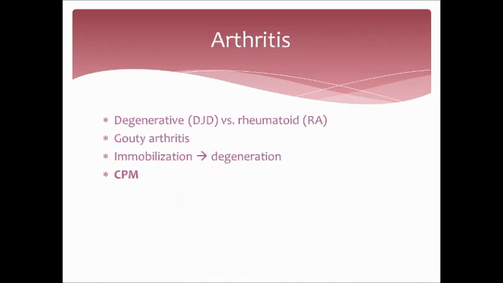When we talk about arthritis, there are 2 main types of arthritis. We have degenerative arthritis, or DJD, degenerative joint disease, also known as osteoarthritis. This is your most common type of arthritis, and when somebody says they have arthritis, likely they are talking about this type.